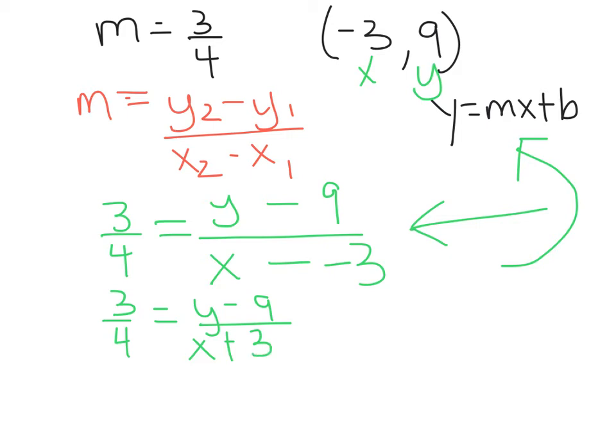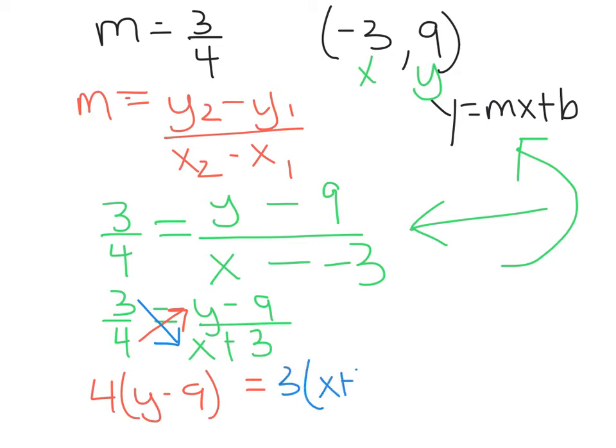Now we have a proportion, so we're going to cross multiply, and since I want y on the left, I'm going to cross multiply the y direction first. So I'm going to have 4 times y minus 9 equals, and then I'm going to cross multiply the x direction, 3 times x plus 3.